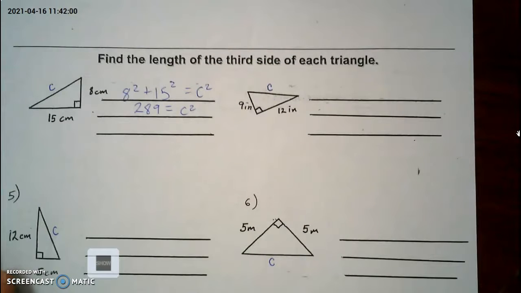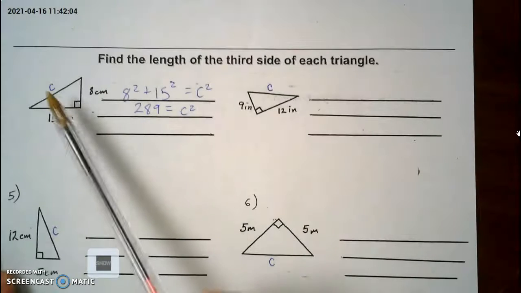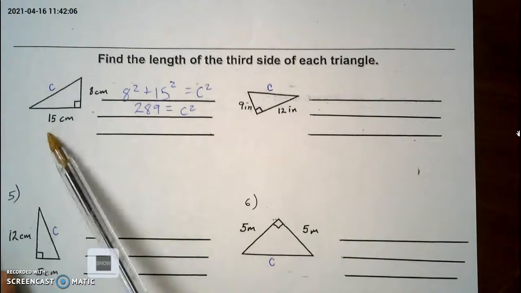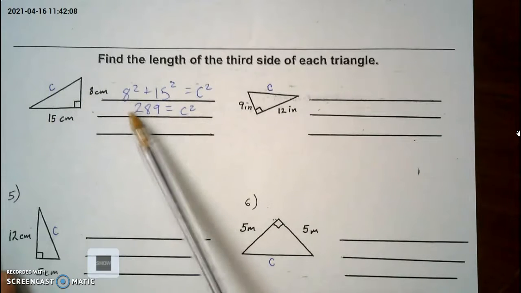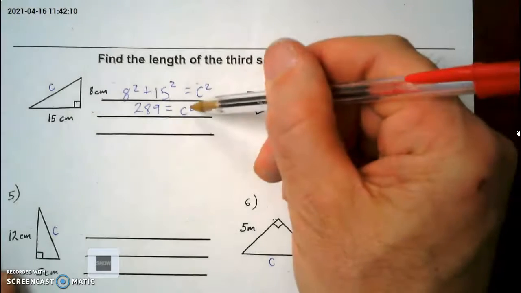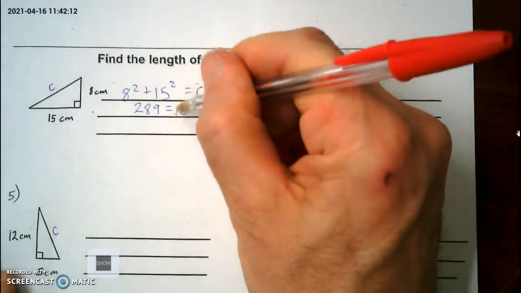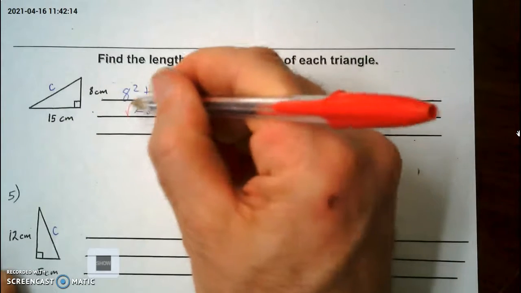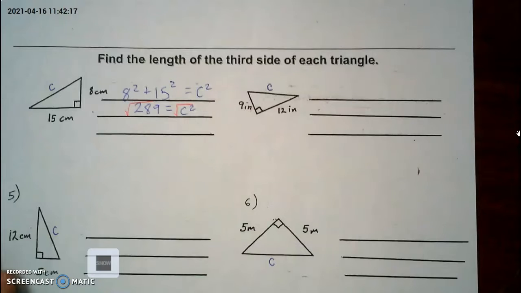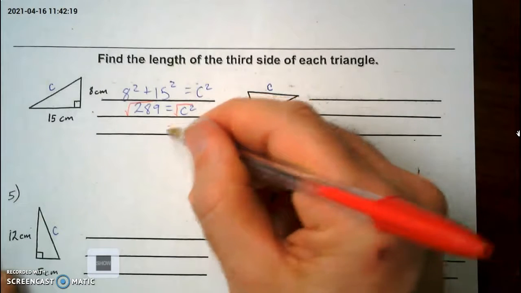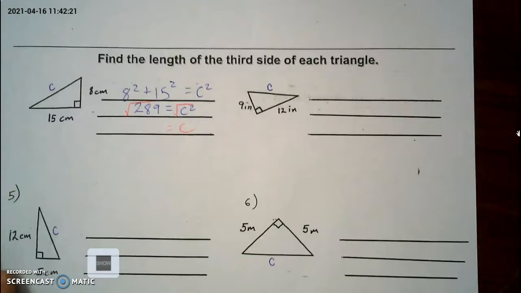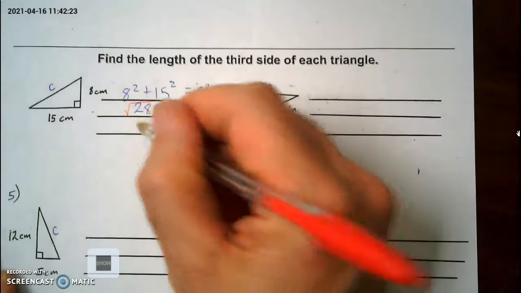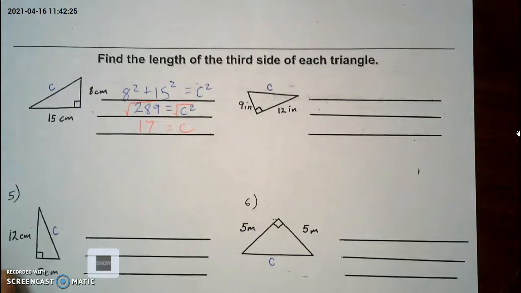Now I'm not done. I'm looking for c, not c squared. Doesn't that number look too big to be that side? Look at these numbers, 15 and 8. So it really can't be that. So to get rid of the power of 2, I do the opposite, which is I take the square root on both sides. So c squared becomes c, and the square root of 289 is 17. That number makes a lot more sense.